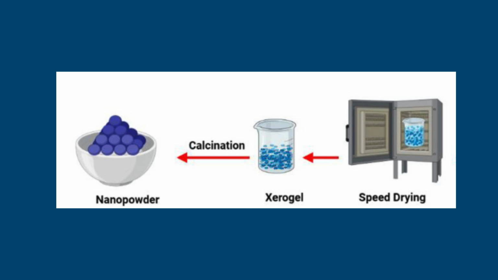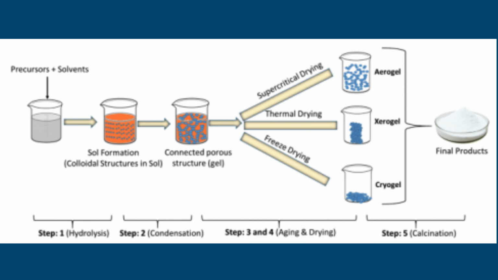Thermal treatment and crystallization. Calcination converts the amorphous xerogel into crystalline nanoparticles by removing organics and inducing phase transformations. Parameters such as temperature, heating rate, and environment determine crystallite size, phase purity, and defect structure. Controlled atmospheres can further tune properties such as oxygen vacancy concentration in metal oxides.